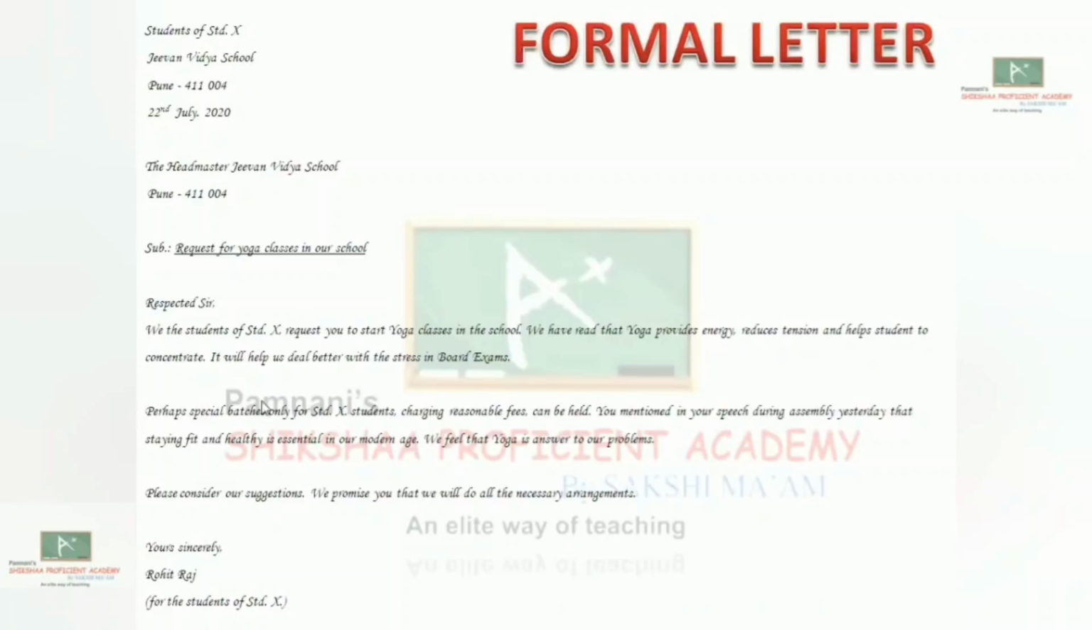Respected sir, we the students of standard 10 request you to start yoga classes in the school. We have read that yoga provides energy, reduces tension and helps students to concentrate. It will help us deal better with the stress in board exams. Perhaps special batches only for standard 10 students charging reasonable fees can be held. You mentioned in your speech during assembly yesterday that staying fit and healthy is essential in our modern age. We feel that yoga is the answer to our problems. Please consider our suggestions. We promise you that we will do all the necessary arrangements.